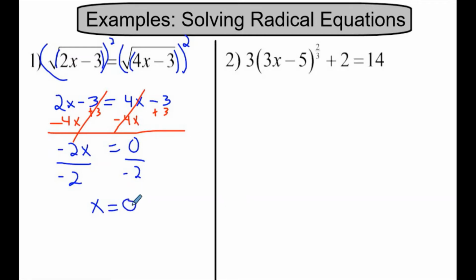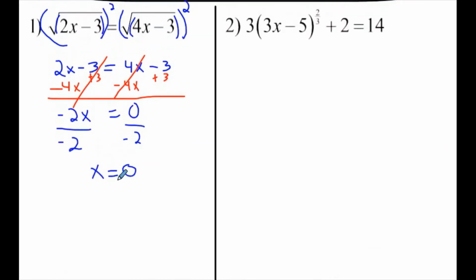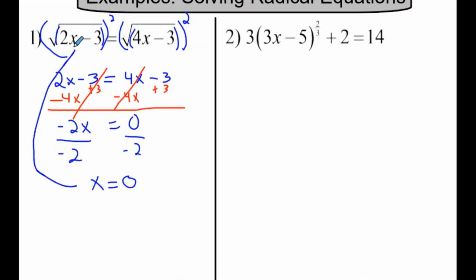Don't be afraid of 0. It is an integer. It is on the number line. The question is, does it work? To determine if it works, you need to plug it back into the original problem and see if it's valid. So if I plug it back in, I would get 2 times 0 minus 3, which is the square root of negative 3. That doesn't exist. That's an imaginary number. That's one of the reasons I covered it, just so you understand that that does not exist. So at this point, we already know that this has no solution.